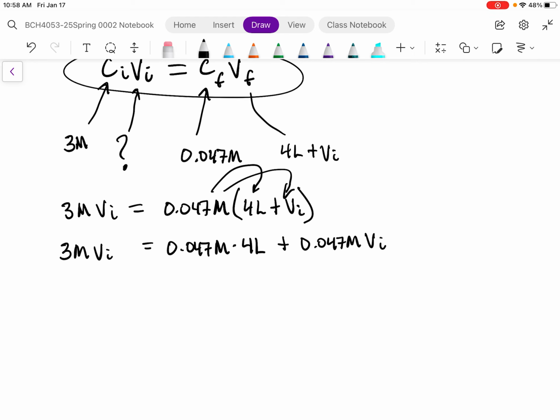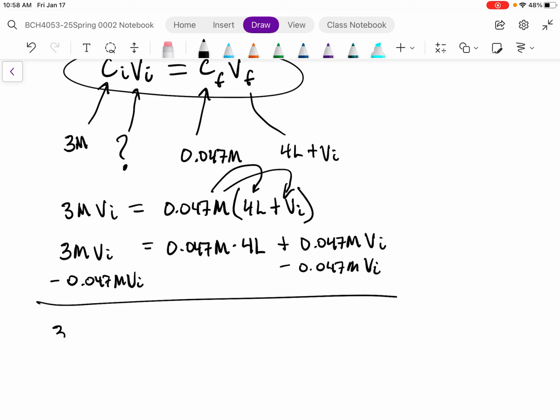All right, so what I'm going to do is bring this over to both sides, and let's simplify that down. 3M times VI minus 0.047 molar times VI is going to equal 0.047 molar times 4 liters.